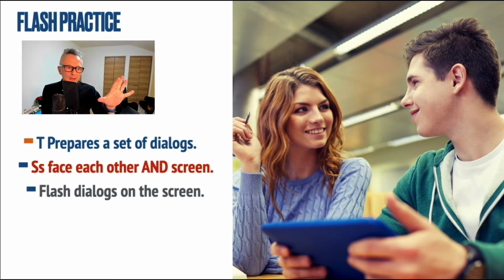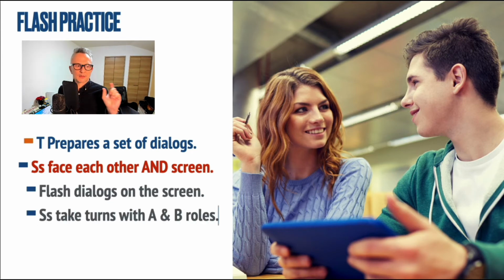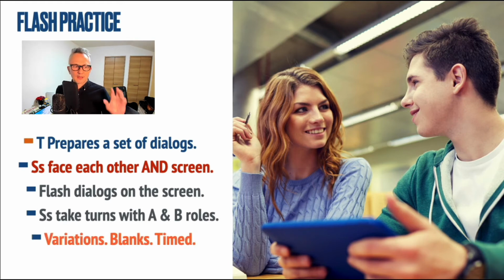So you flash a dialogue on the screen. Students take turns with A and B roles, and you can do variations of this. You can have blanks in the dialogue after they've practiced it a few times. You can start showing blanks, so they have to fill in the blanks and use their head. You can do all kinds of different things with this. And you can also time them so that as the dialogue passes up on the screen, they have only a limited amount of time to finish it, and then you go to the next dialogue.